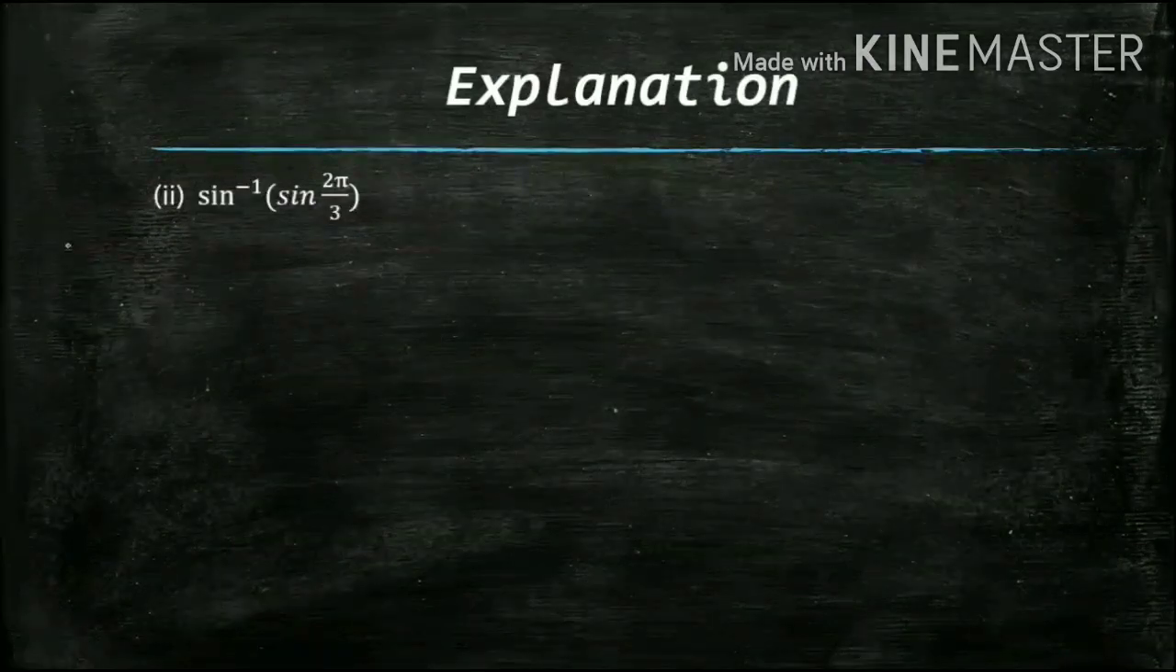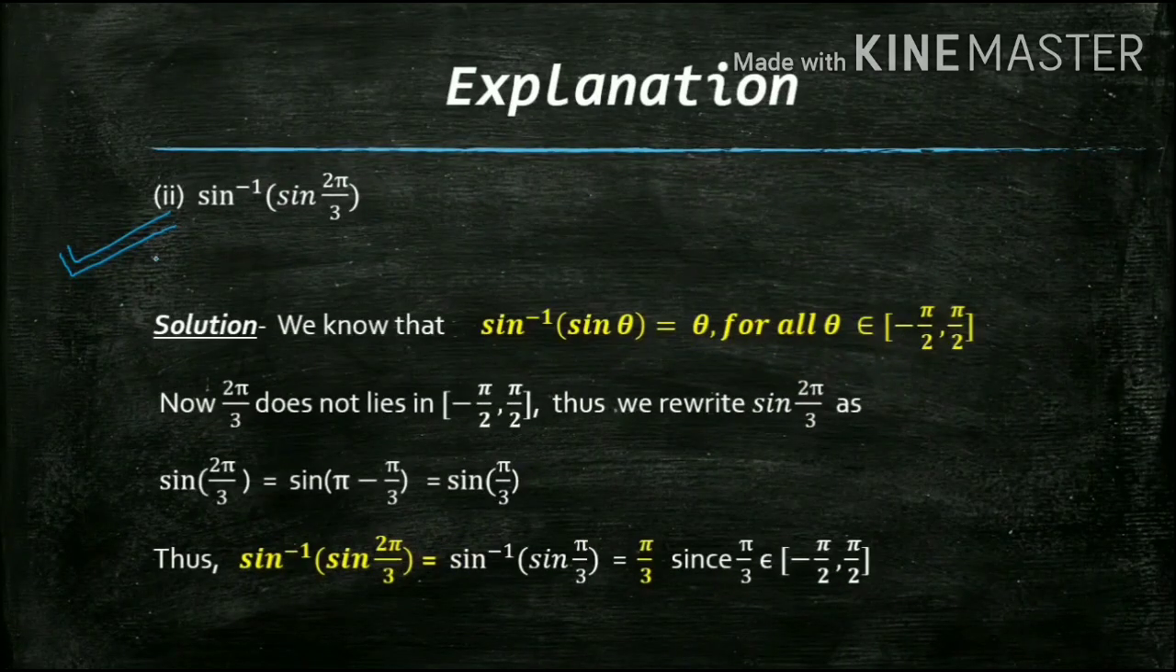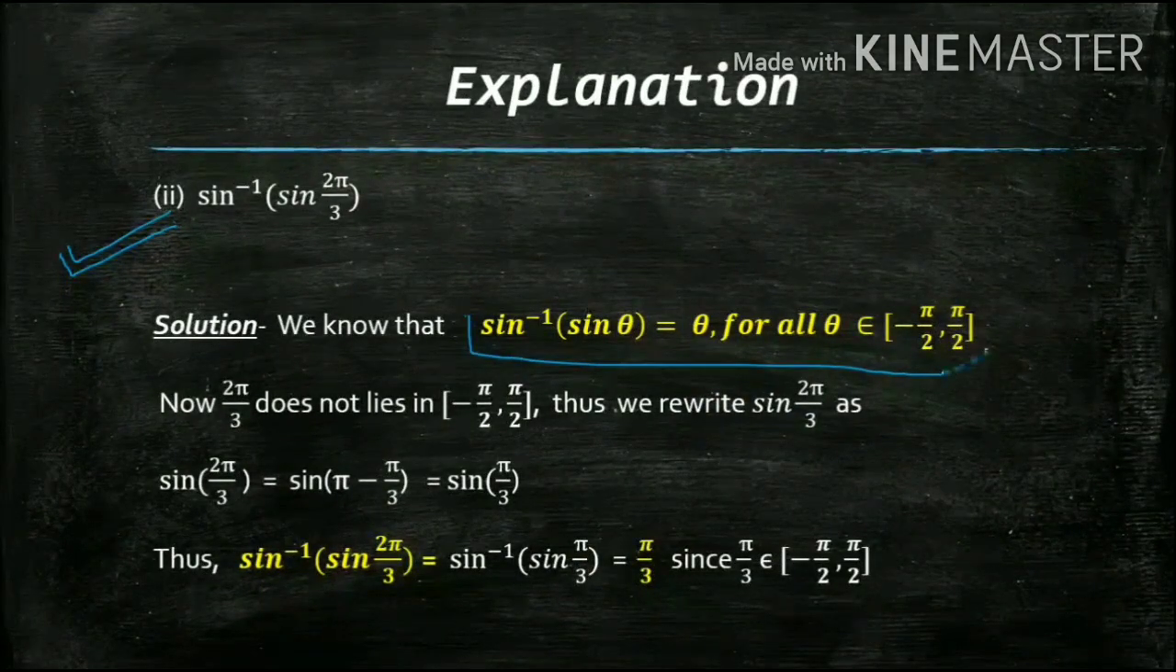In the second one, you need to find the value of sine inverse of sine 2 pi by 3. Let's see this. Firstly, you write that we know that sine inverse of sine theta equals theta whenever theta belongs to the closed interval minus pi by 2 comma pi by 2. And now see, 2 pi by 3 does not belong to this interval.